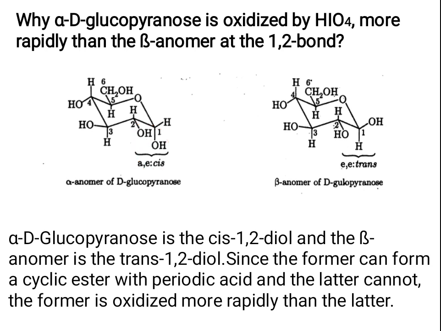So because of this, as these two are in the cis position, one is in the axial and in the case of 2, this is in the equatorial. So these cis diols give a faster reaction.